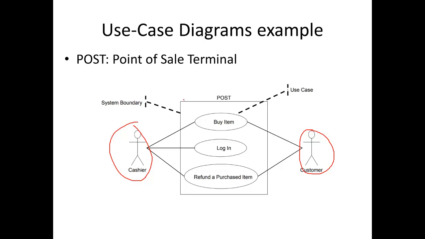If you see, there are many other things here. We have a rectangle here. This rectangle we call the system boundary. That means inside the rectangle is the whole system. This kind of shape we call a use case. So we have 3 use cases here.